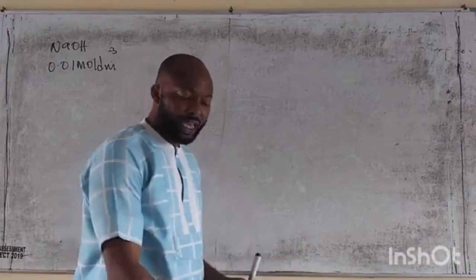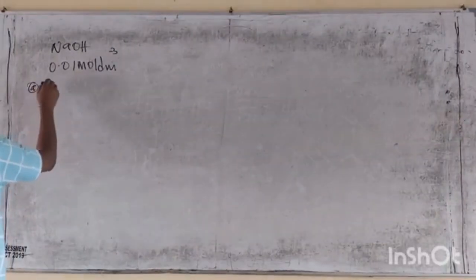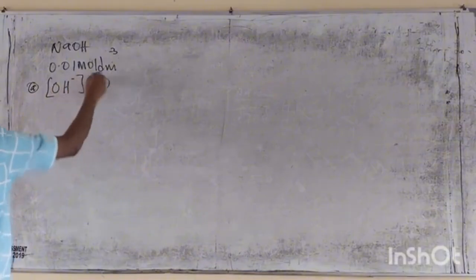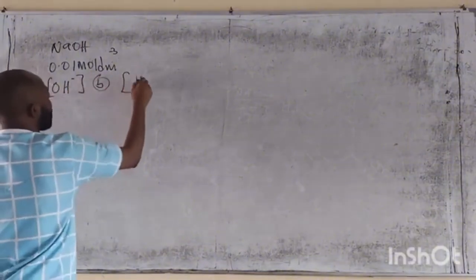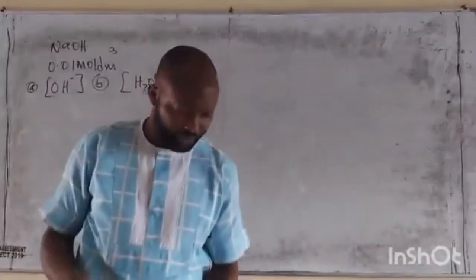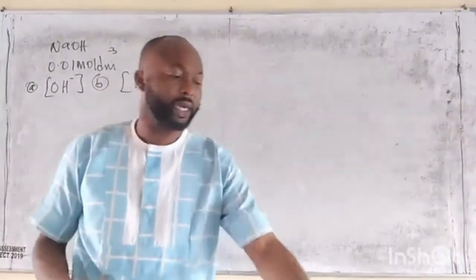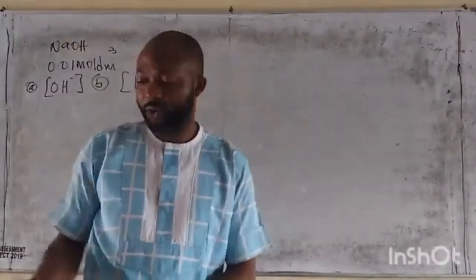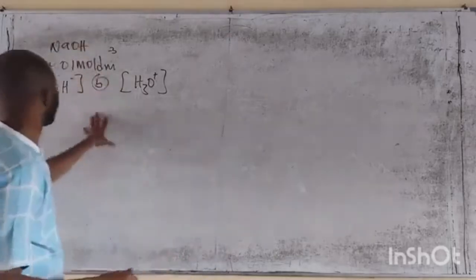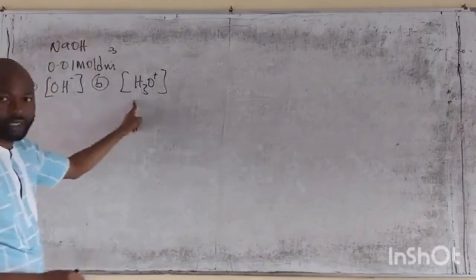What is A, the hydroxide ion concentration? That is what they want us to get. And B, the hydronium ion concentration or hydrogen ion concentration. So now we want to calculate that. So we need our calculator. So this has been given. We want to use this question to solve for this and this.